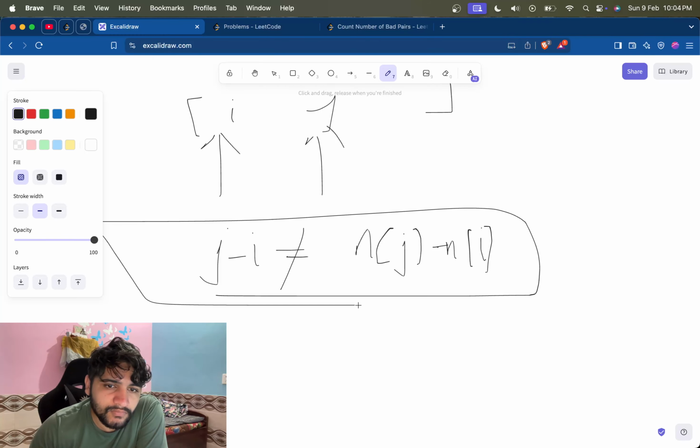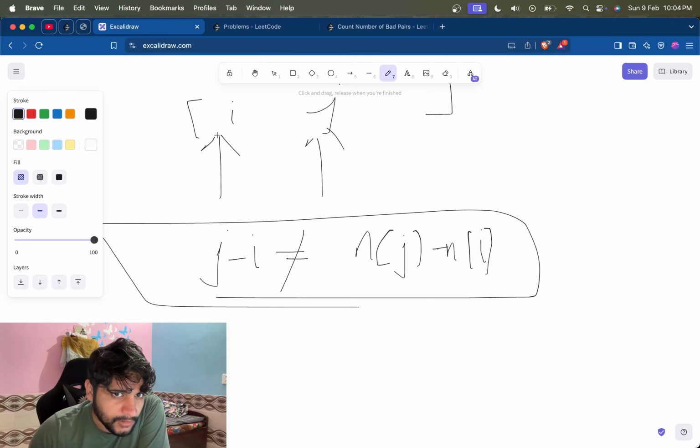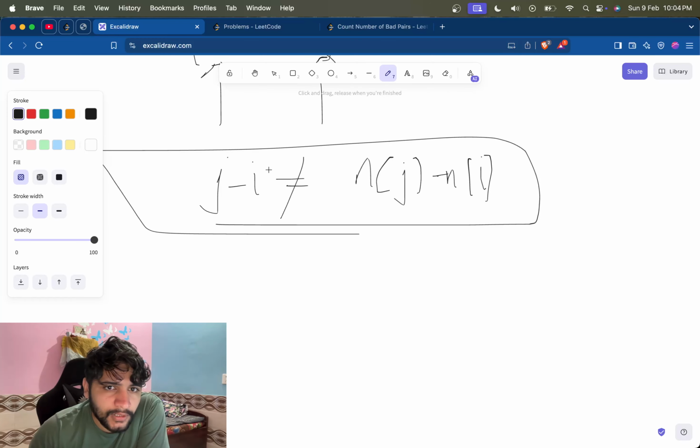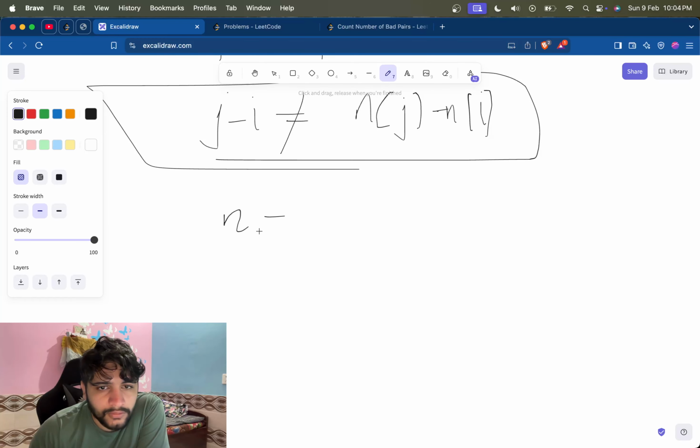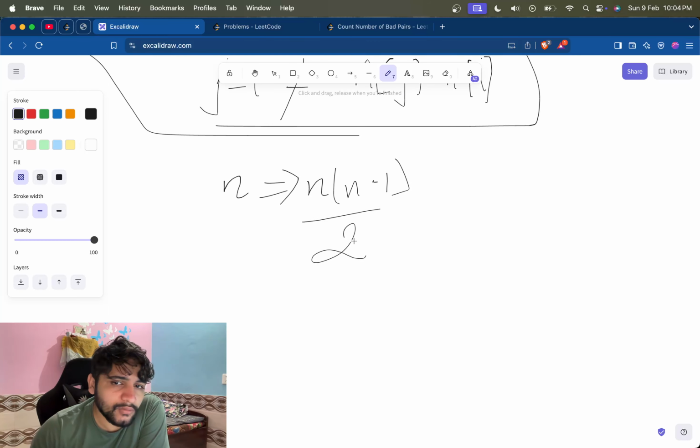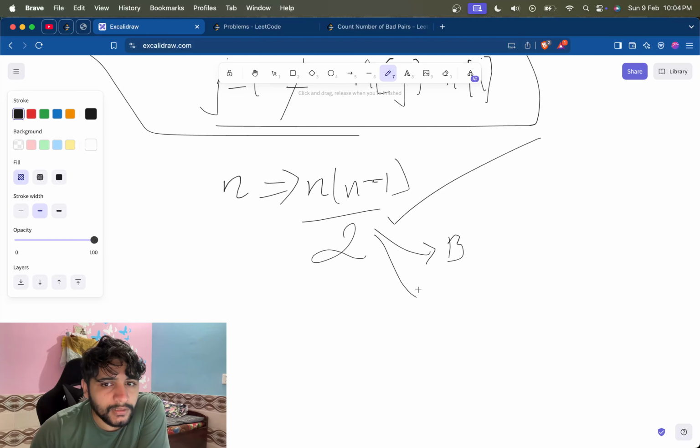pairs, right? So just think, what are the total number of pairs when we are given n numbers? We know that the formula for the total number of pairs when n numbers are given is n into n minus 1 by 2. And out of this total number of pairs, some will be bad pairs and the remaining will be good pairs. So if we find the good pairs, the bad pairs will be total minus good pairs, correct?